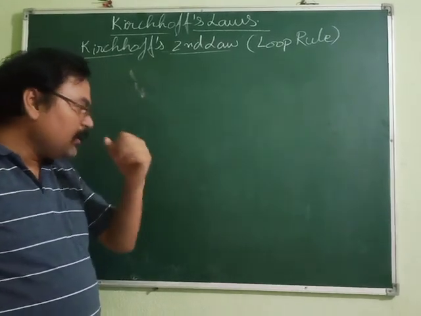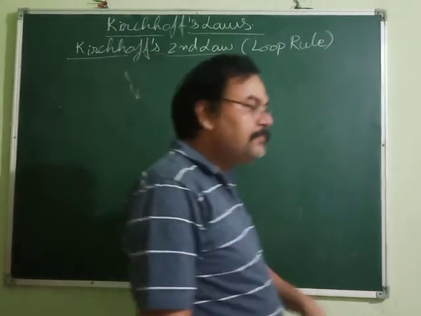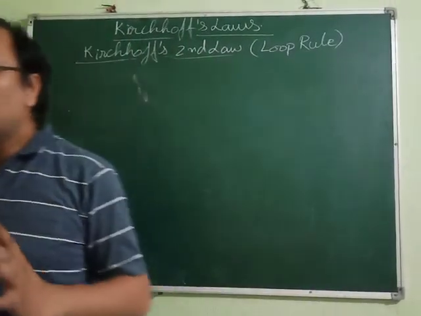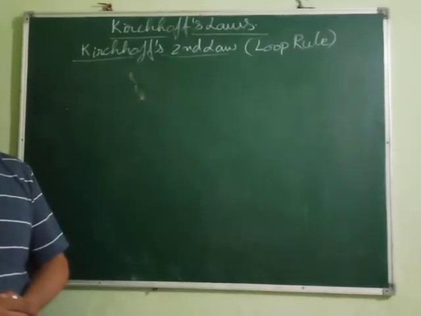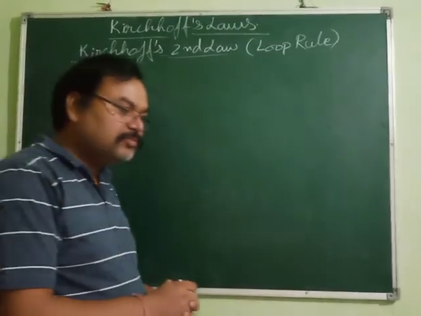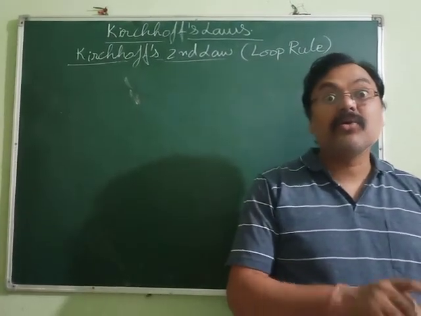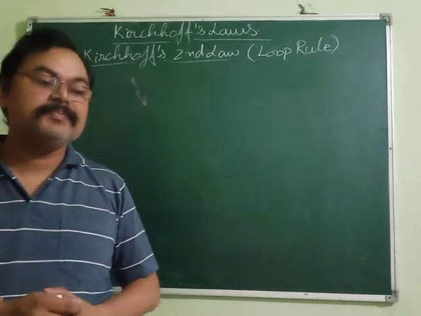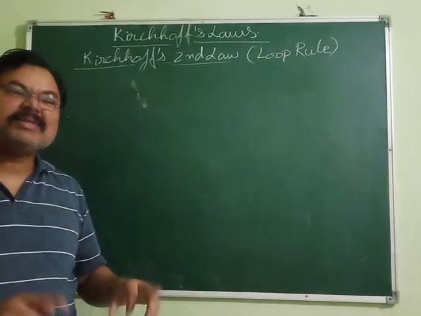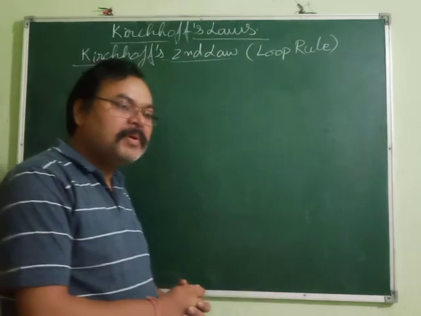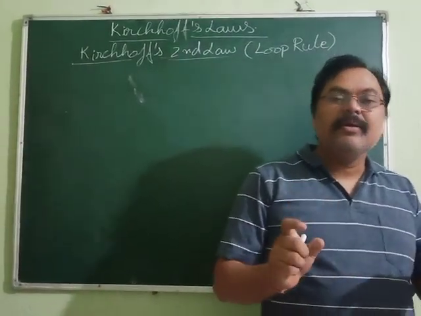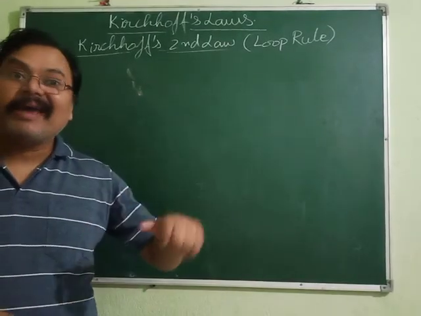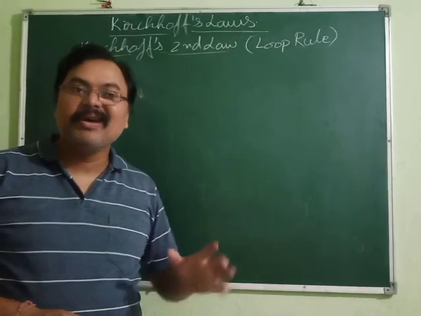I will explain for you. So first, start writing the statement. It states that the algebraic sum of all the potential drops in a closed loop of a circuit is always equal to the net potential difference applied in the loop. Net potential difference applied in the loop.